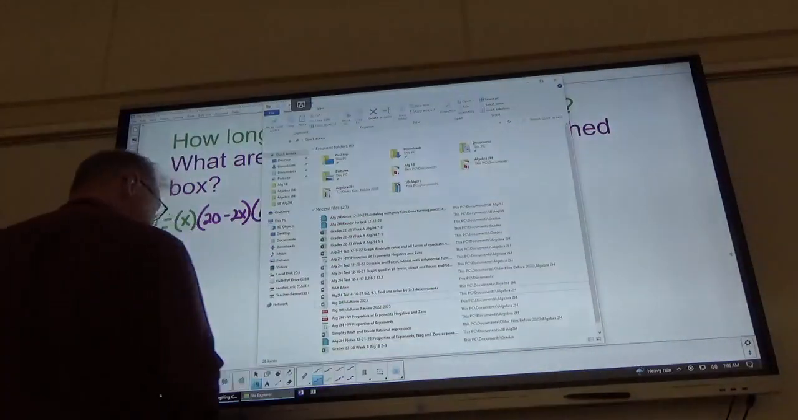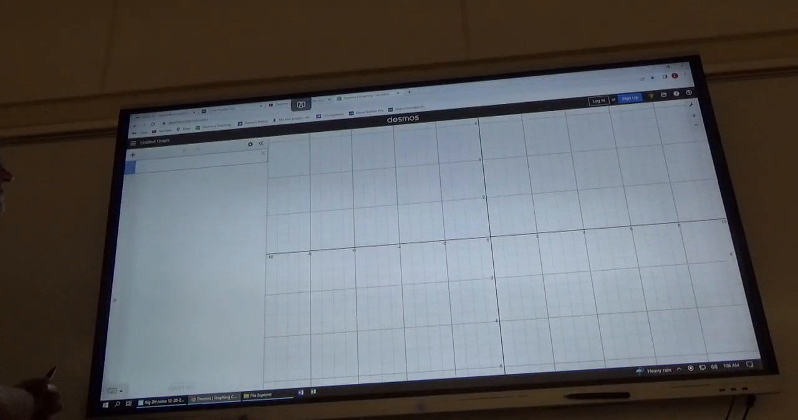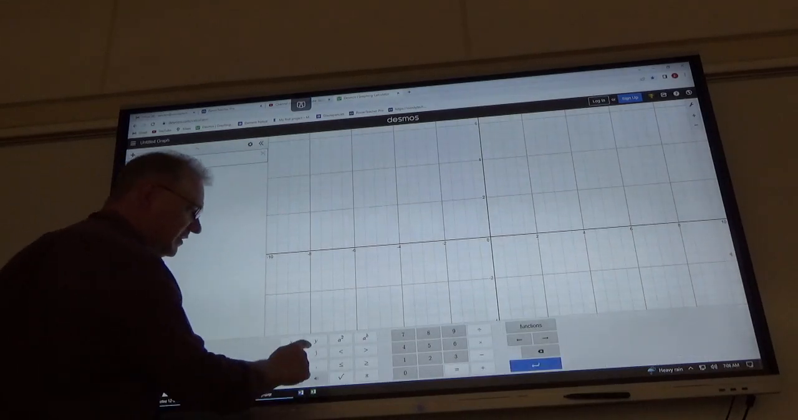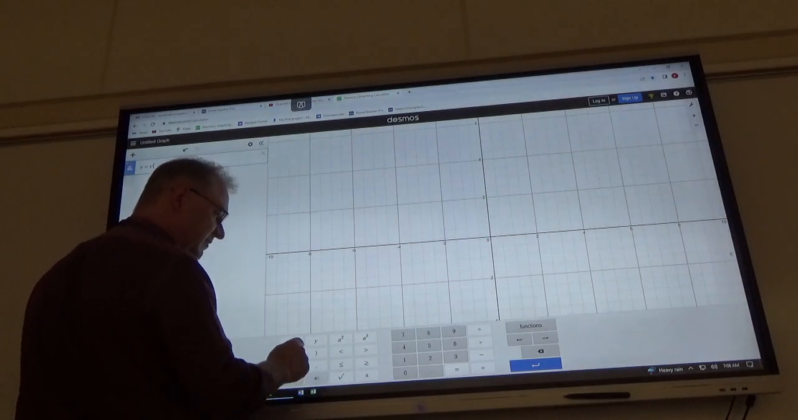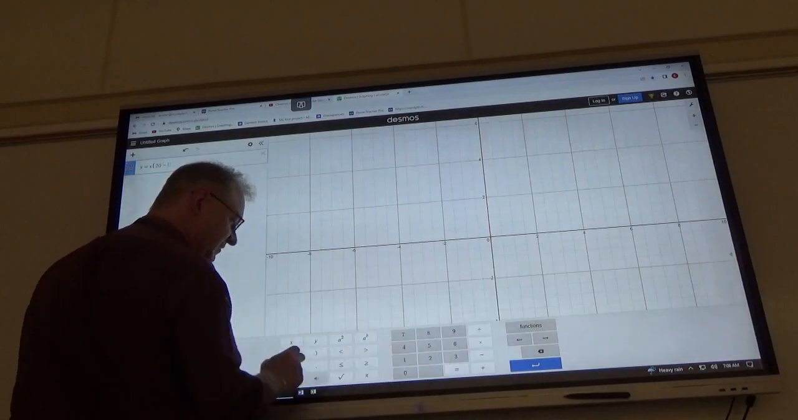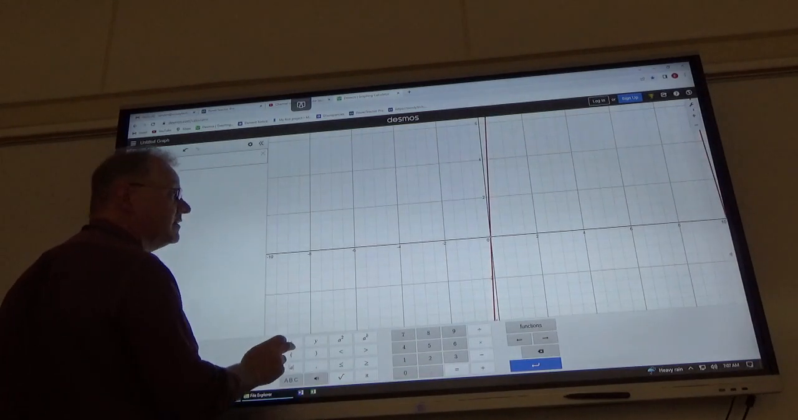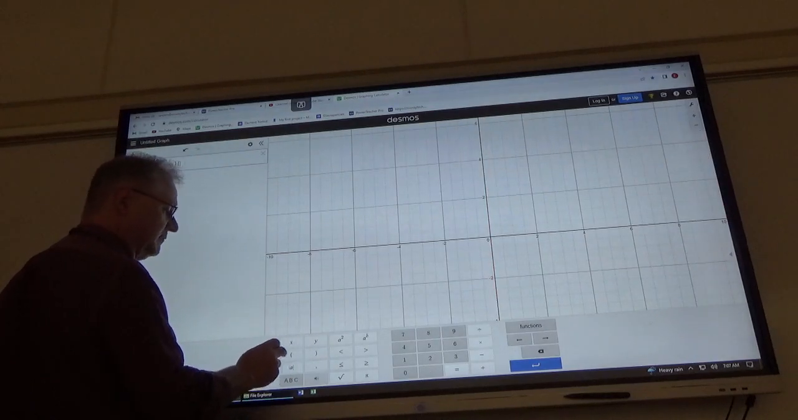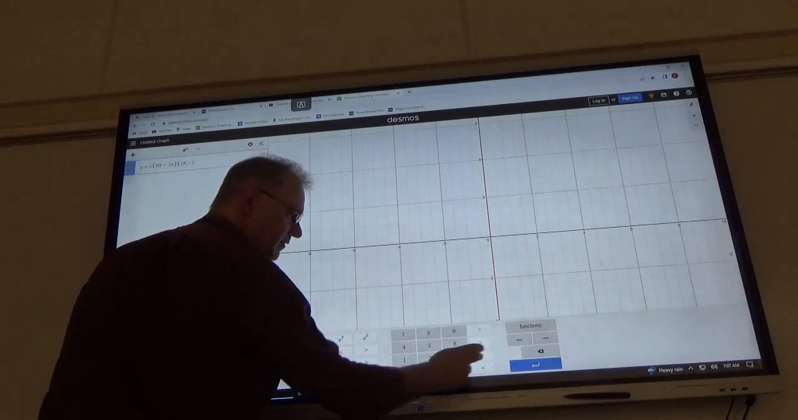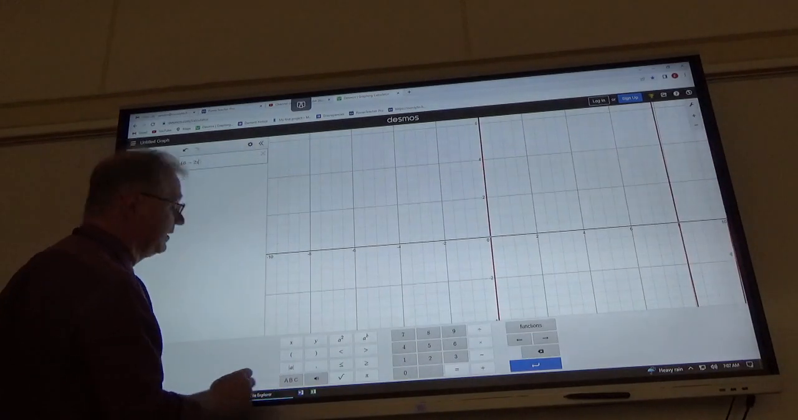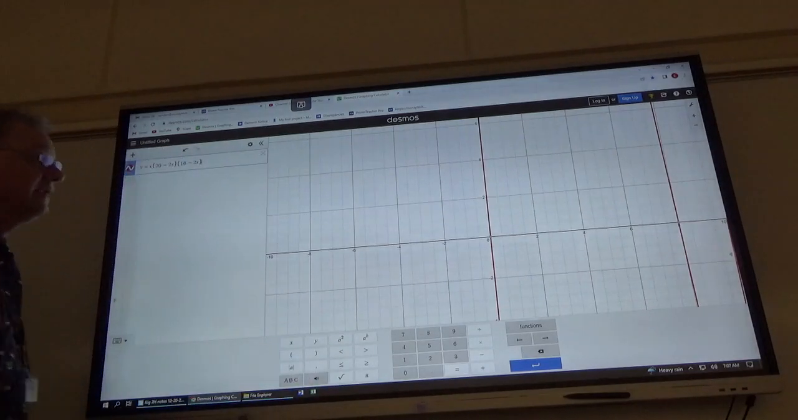Now let's look at Desmos. This is what Desmos looks like when you look it up, D-E-S-M-O-S. Graphing calculator. Over here you have a little symbol for keyboard. You touch that, and y equals x times 20 minus 2x times 16 minus 2x. Is that right? Yes. All right, now I've got my graph.